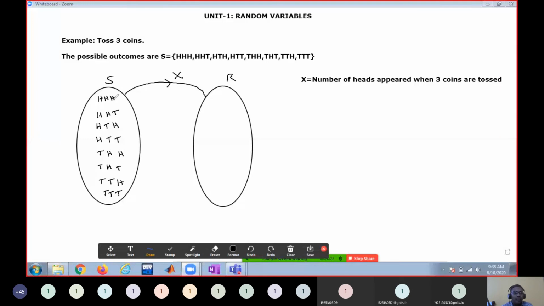Now, how will 3 heads be mapped? Head, head, head will be mapped to 3. I said x equal to the number of heads appeared when 3 coins are tossed. So the number of heads in this case is 3. In this case, how many heads are there? 2. So I will map to this. In this case, how many? 2. In this case, 1. In this case, 2. In this case, 1. In this case, 1. In this case, how many heads are there? 0.